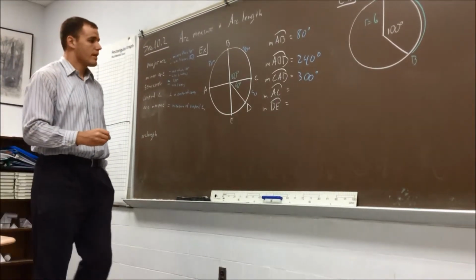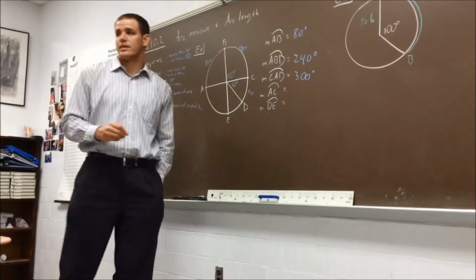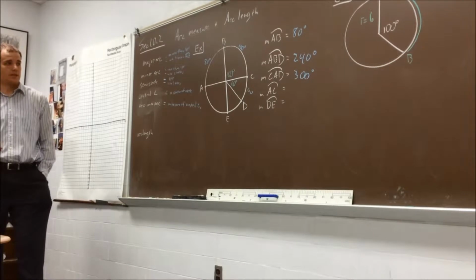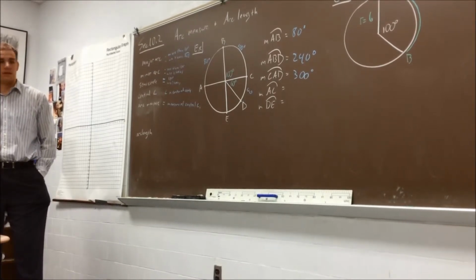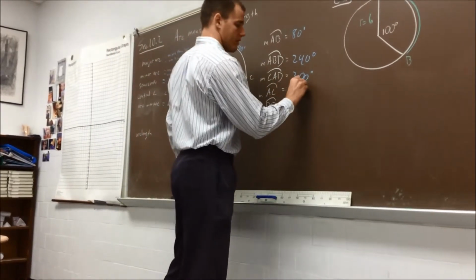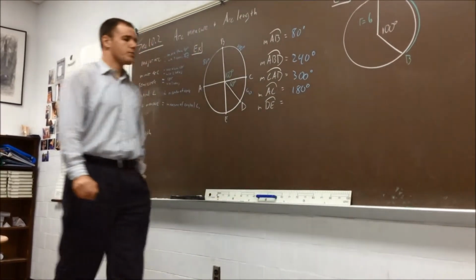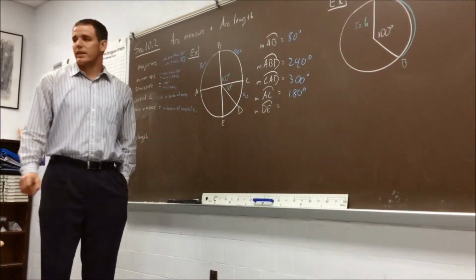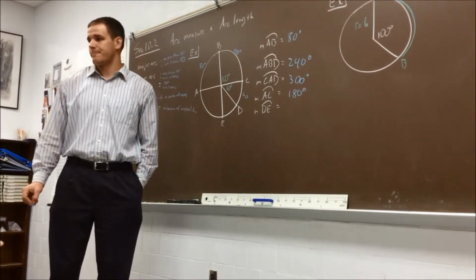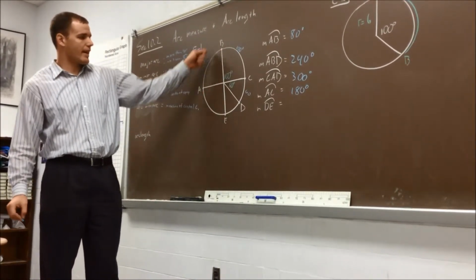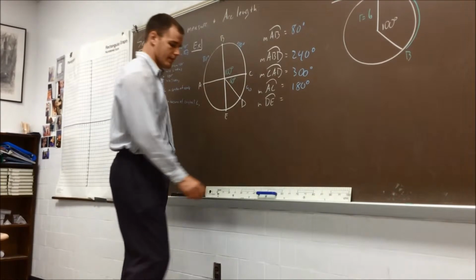There you go. AC here. Would it be 180 degrees? Yes, 180 degrees. It's a semicircle. Now, I said AC. That's not telling us which way we're going, is it? So you actually need to use three letters on this. So I should say like ABC or AEC.